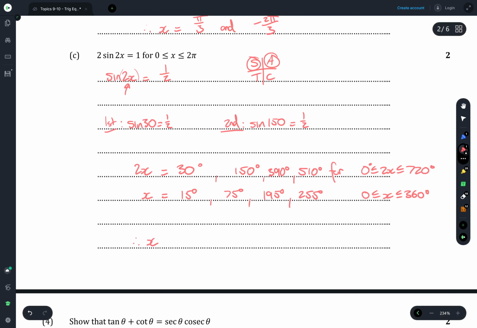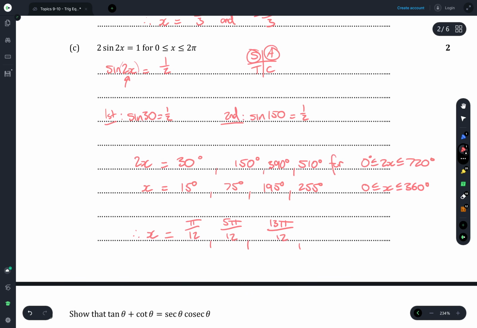So therefore, my solutions in radians are going to be pi over 12, 5 pi over 12, 13 pi over 12, and 17 pi over 12, I believe. And there we go.